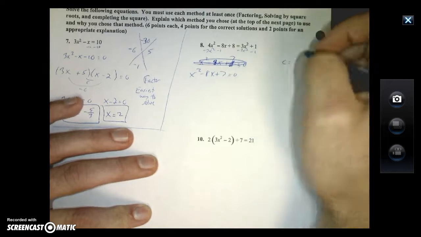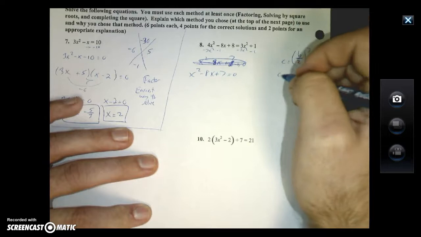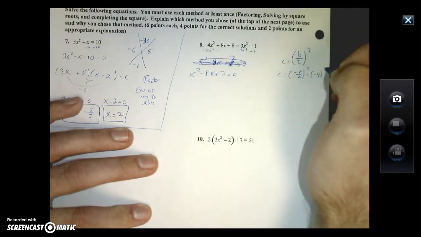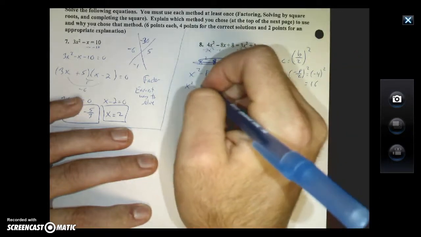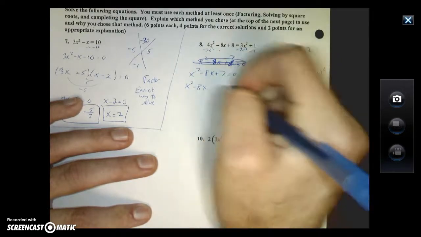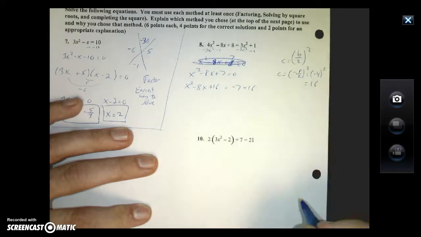So, let's do completing a square. Why? So I can just say I did it. C equals b divided by 2 the quantity squared. C equals negative 8 divided by 2 the quantity squared. Negative 4 squared, 16. That means I have to add, and I'm completely butchering this problem. Subtract 7x over, add 16 here, add 16 there.